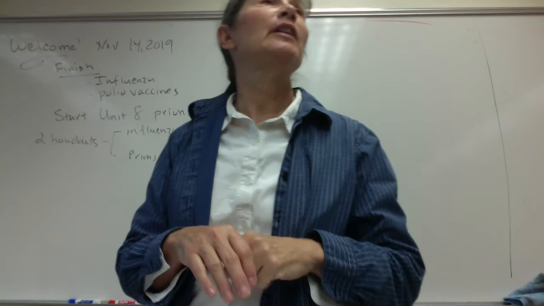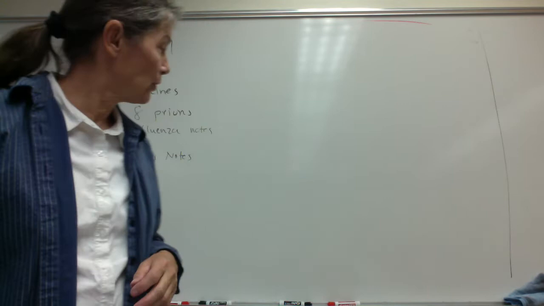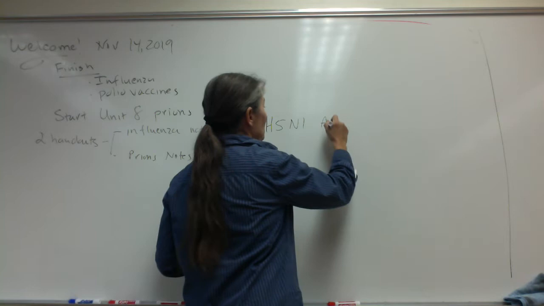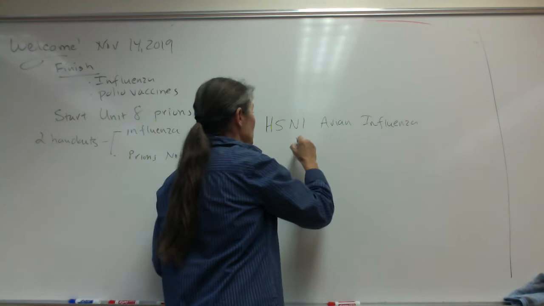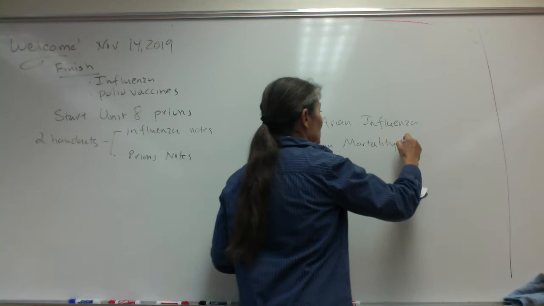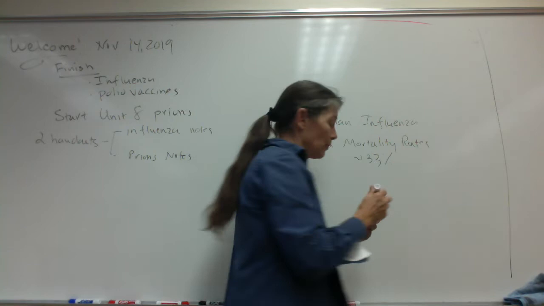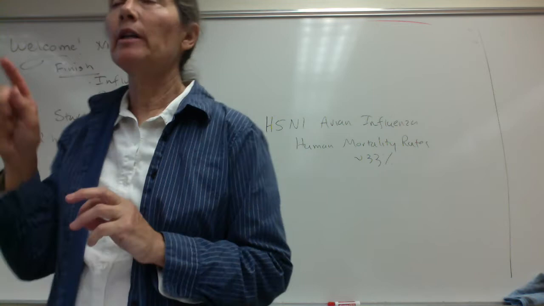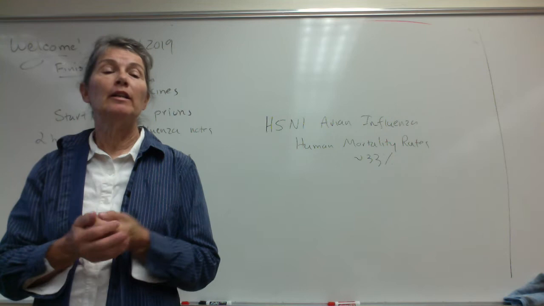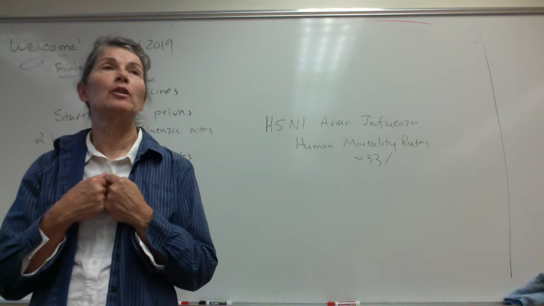And again, folks, the reason we're so worried about the H5N1 avian influenza is that amongst humans, the mortality rates are really high. They're around 33%. So that means a third of the people that get infected are going to die. And that's a really high mortality rate. We're going to explore, though, a good thing. Probably the reason H5N1 has not become pandemic is that even though there's high mortality rates in humans, there's a very, very, very low transmission rate human to human. And we're going to explore why we think that is.